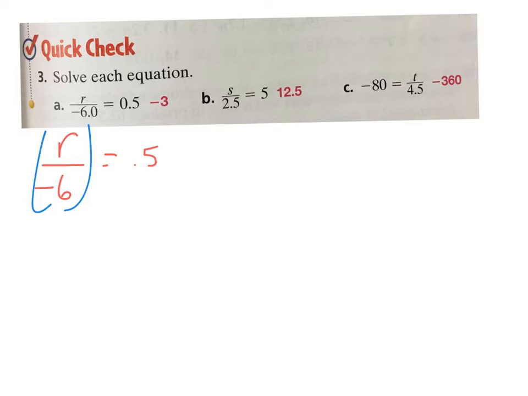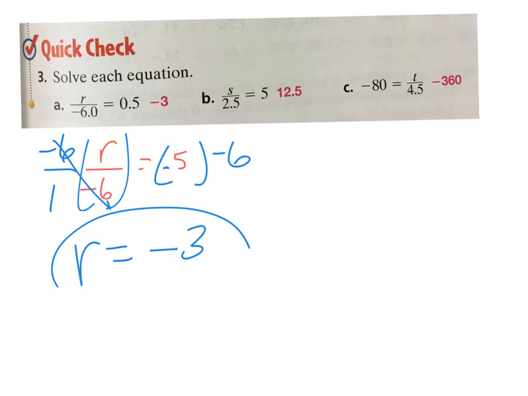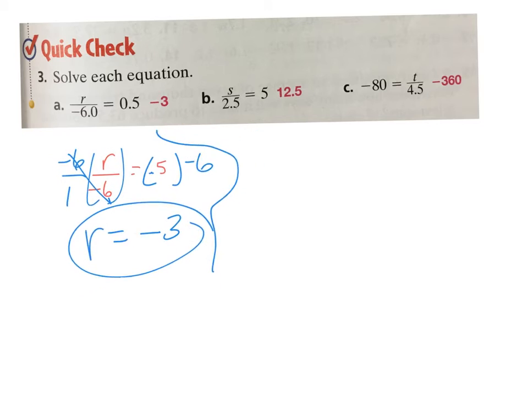Hang on, let me move that over a little bit. There we go. Go ahead and multiply both sides by negative 6, right? Negative 6. And so these cancel out, so we get r equals, now obviously a negative times a positive is a negative, and 0.5 times 6 is 3, so negative 3. And we'll slide that stuff out of the way.